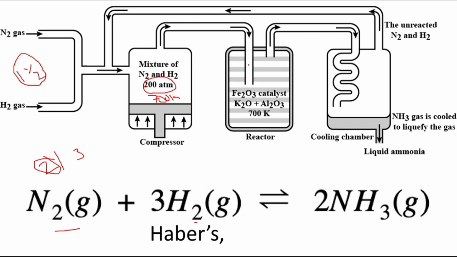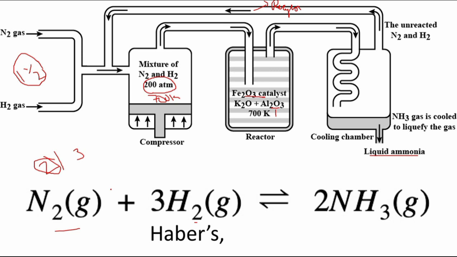Then it is passed to the reactor in the presence of a catalyst. Fe2O3 is a catalyst, Al2O3 is a promoter, at 700 Kelvin. Then this is passed to the cooling chamber and liquid ammonia is obtained. This tube is also named the recycler. This diagram carries 1 mark if you label all this.